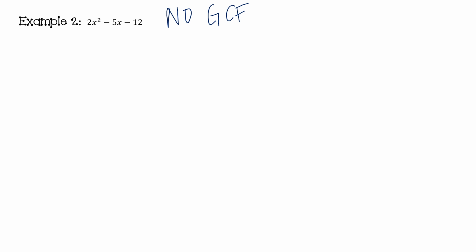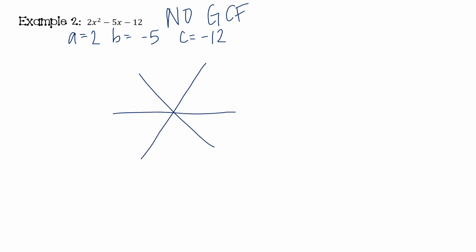Okay, so since there's no GCF, I can jump to step 3, which is creating the star. So A is 2, B is equal to a negative 5, and C is equal to a negative 12. In the top is A times C, so 2 times negative 12, which is negative 24. B is on the bottom, and then AX is here and here.